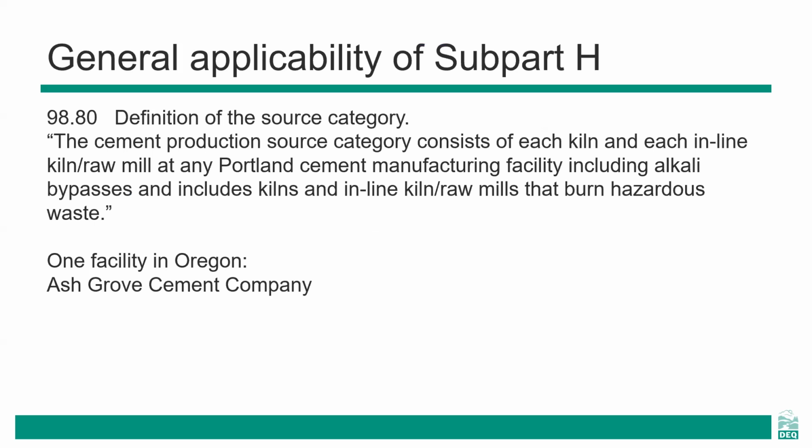Portland cement is the most common type of cement in general use around the world as a basic ingredient of concrete, mortar, stucco, and non-specialty grout. It was developed from other types of hydraulic lime in England in the early 19th century by Joseph Aspdin and is usually made from limestone. Oregon has one cement production facility, that's Ash Grove Cement Company.